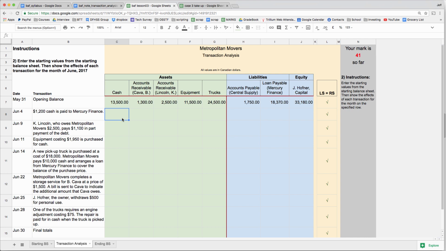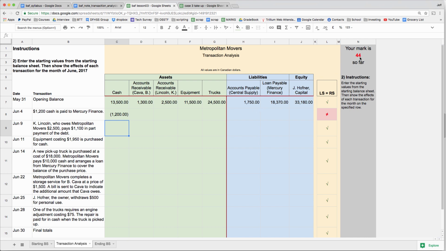So it helps when you're first learning how to do this to ask yourself, what has changed? What do we have? And specifically, ask yourself, what do I have more of? And what does Metropolitan Movers have less of? Anything? Well, they just paid cash, so they should have less cash. So we're going to subtract $1,200 in cash because that's what was paid.